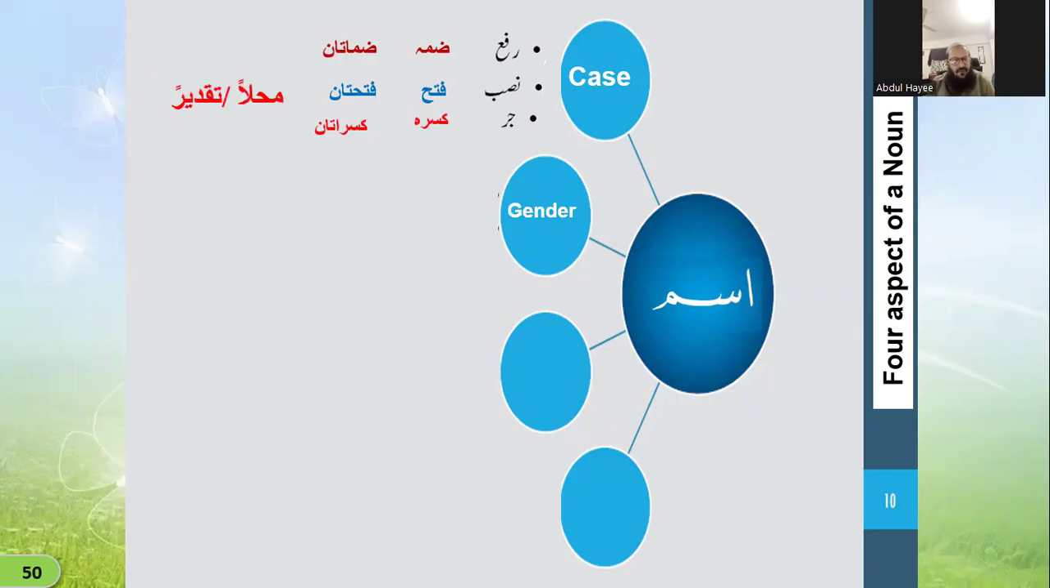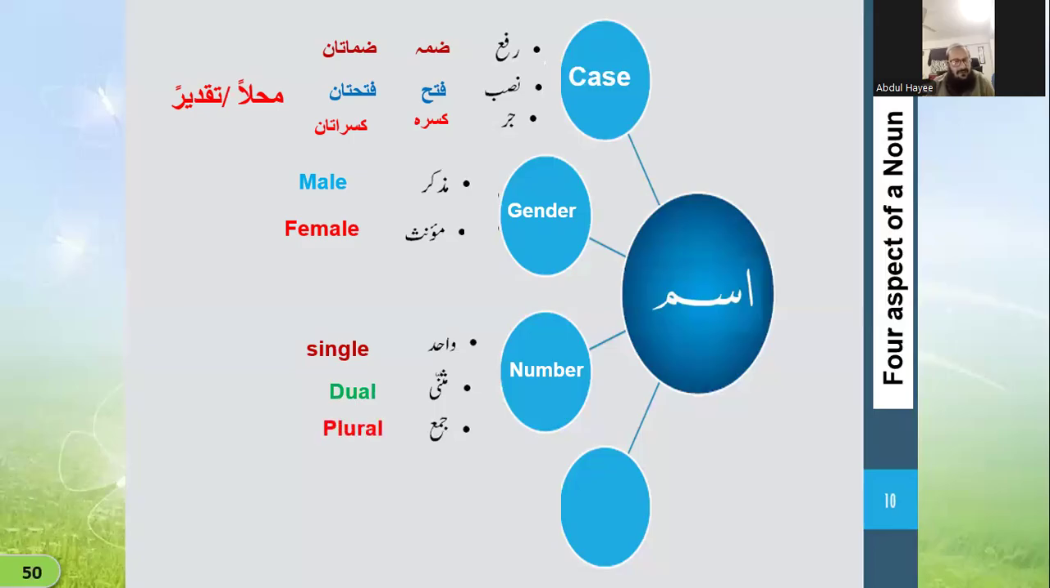Second, what is the gender? Is it masculine or feminine? And thirdly, what is the number of that ism? Either it's single, wahid, or dual, muthanna, or plural, jam'. And the fourth thing, kind. Kind means either it's a ma'rifa or nakira, meaning proper noun or common.